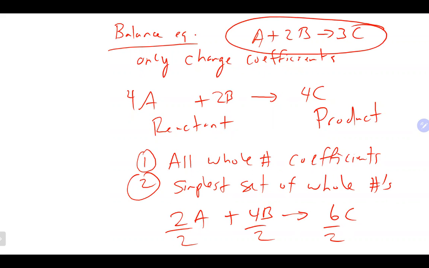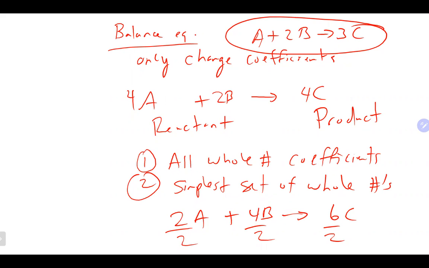Sometimes people will see larger numbers that balance it, and it is technically balanced. But if you can go through and reduce the coefficients by a common number and still hit a whole number on everybody, you should definitely do that. That would be the proper way to balance the equation.